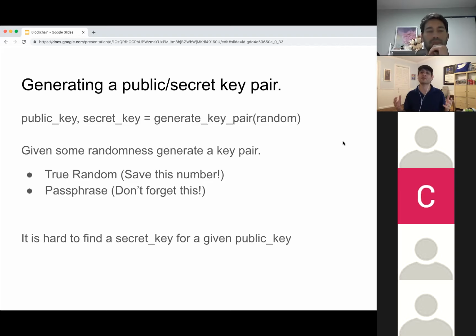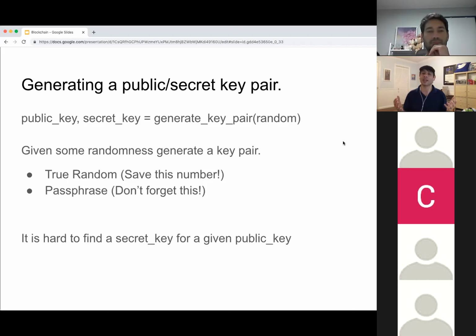There's 2 ways that we can go about generating this key pair. The first is true random. I am just going to get random numbers from the air, use that to generate my key pair. And anyone who's able to find those numbers again is able to generate the key pair again. So usually you would save this as part of your secret that you keep around. Or you could throw away the randomness and just keep the secret key and public key pair.